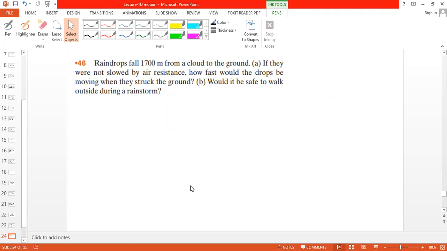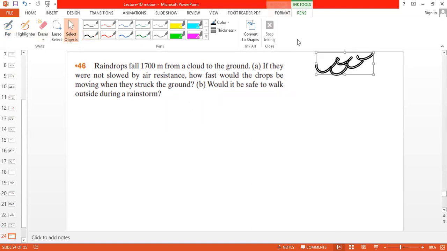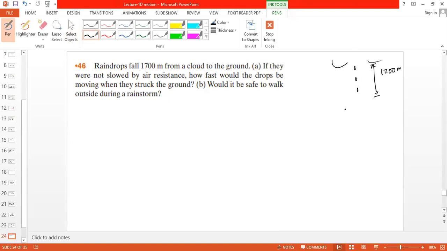Okay, this is math number 46. Raindrops fall 1700 meter from the cloud to the ground. If they were not slowed by air resistance, how fast would the drops be moving when they struck the ground? Let's say this is my cloud. My drawing capability is very bad. Anyway, the rain is falling from a height of 1700 meter to the ground. What is the velocity of the raindrop when it strikes the ground?